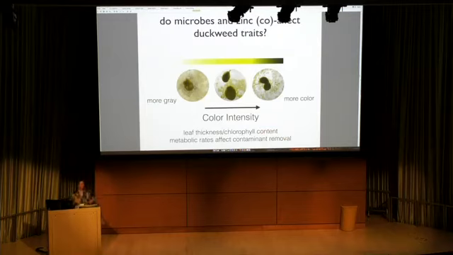I want to zoom out to another trait, which is color intensity. All of these duckweed have green tissue in them, but in some cases they're clearly more green than in other cases. So we might expect with more color intensity that these plants have higher leaf thickness and more chlorophyll content. They might have more potential to grow in the future.